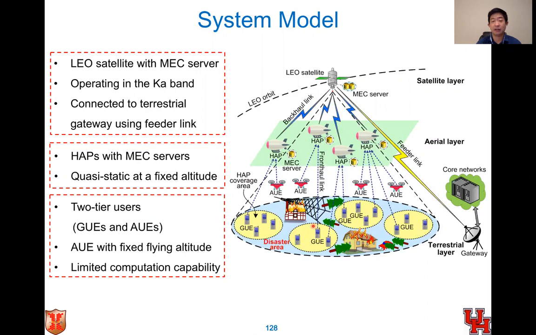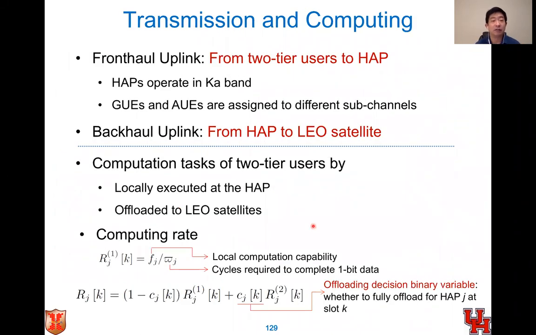So basically, this is the overall structure. Then we have the fronthaul link from the two-tier users to the HAP operating in Ka-band, and these are different users with different channels. And the backhaul link is from the HAP to the LEO satellite. Then the computation is done locally at the HAP or offloaded to the LEO satellite or other places. And then we have the computation rate and the communication rate as decision variables.